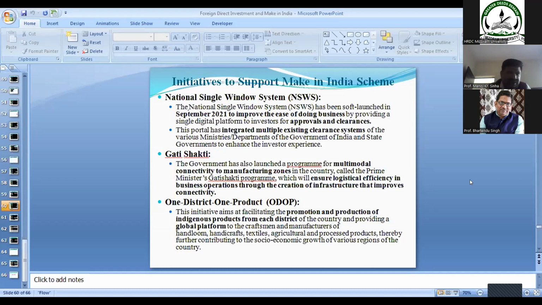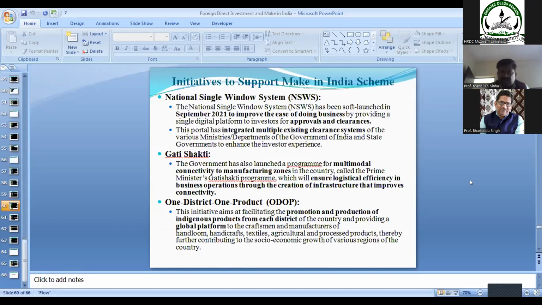which will ensure logistical efficiency in business operations through creation of infrastructure that improves connectivity. Another initiative of Make in India is One District, One Product. We have, I think, 626 districts, the total number of districts in India. Sorry, 726 districts in India, then One District, One Product.